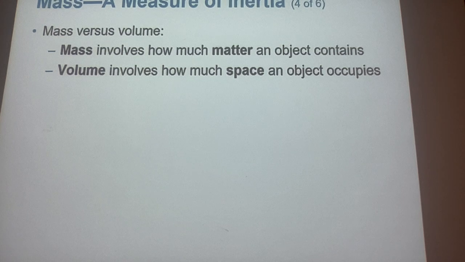But they take up the same space. So imagine if I had a block of styrofoam and I had a block of iron. Which one is gonna weigh more? The iron. But they both take up the same amount of space. Okay? So volume and mass are different.